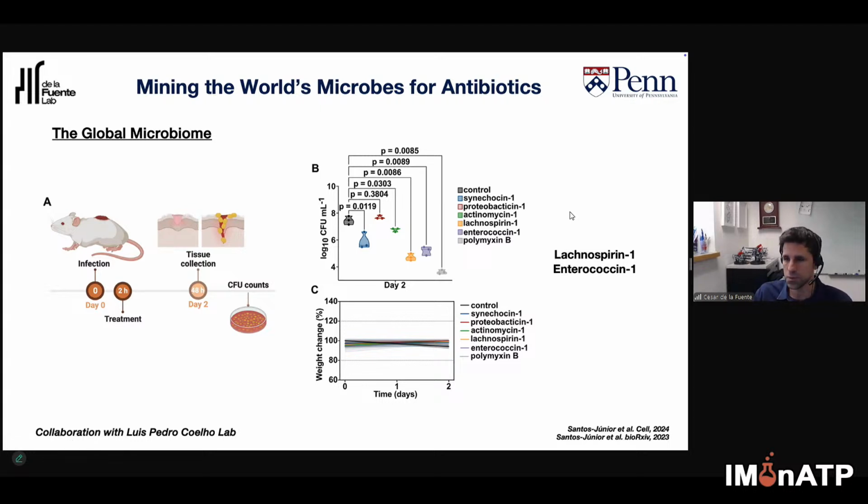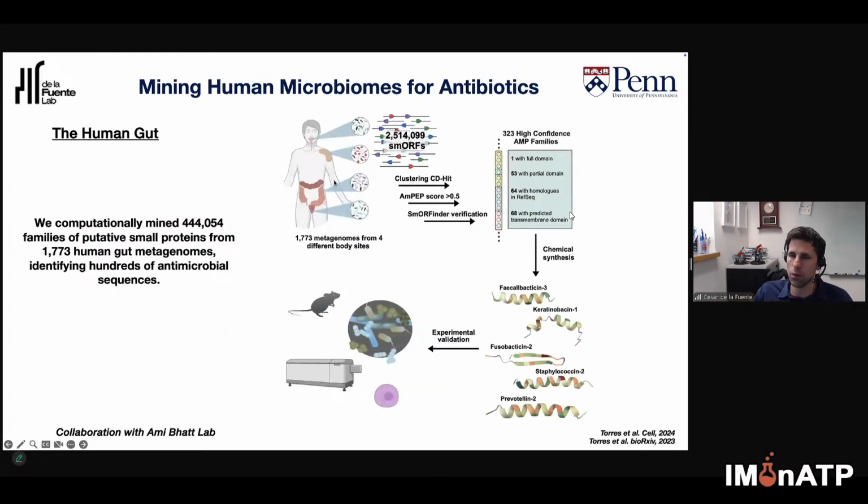And just briefly, the other collaboration was with our colleagues at Stanford. And here we wanted to look at human microbiomes as a source of antibiotics. The premise for this is that we thought that human microbiomes would be a great place for innovating at new chemistries and new types of molecules.